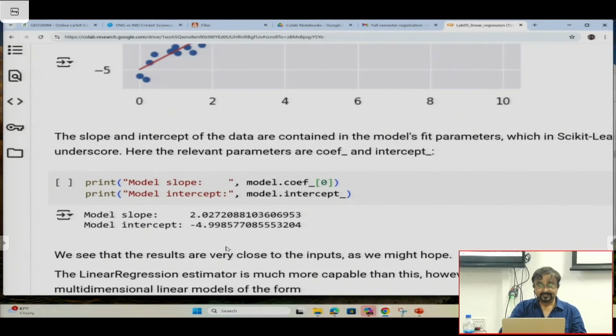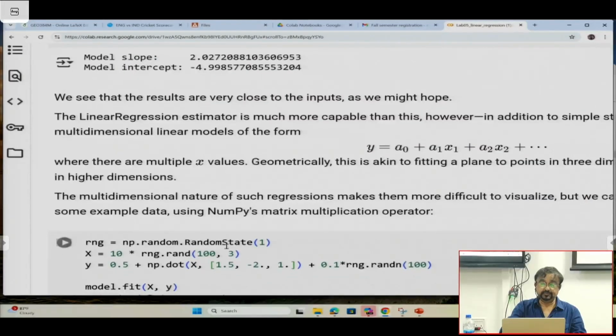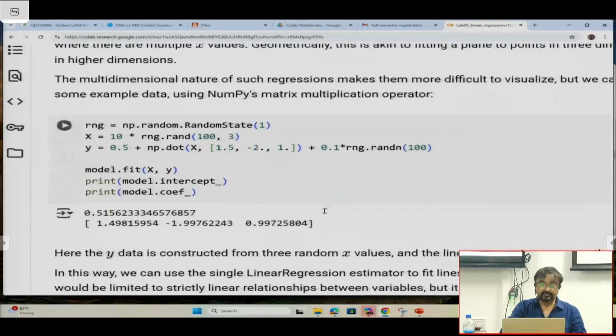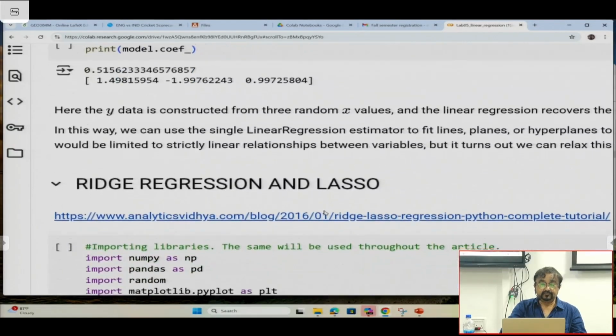Okay. Now I'll make it difficult. Well, first of all, before we do that, we can also do a linear regression with multiple parameters. And you can do the fitting and you can see how it fits. So that's pretty simple. But now I'll make it more difficult.